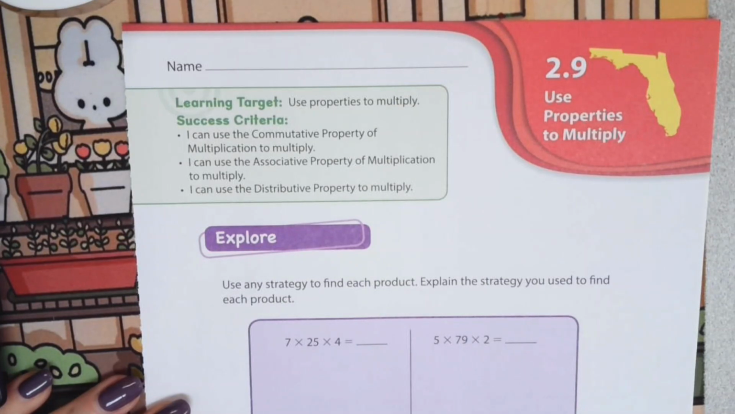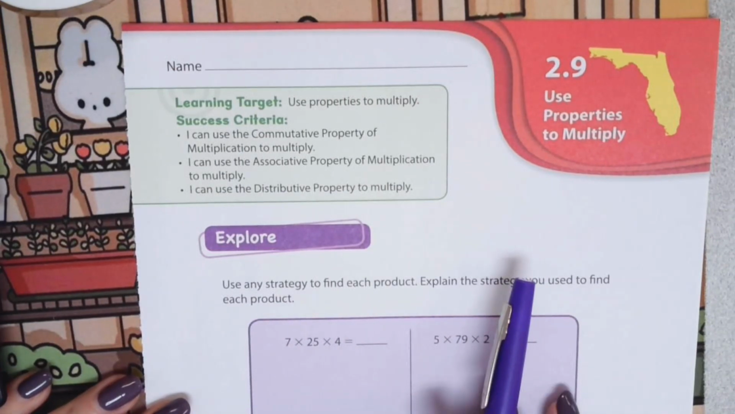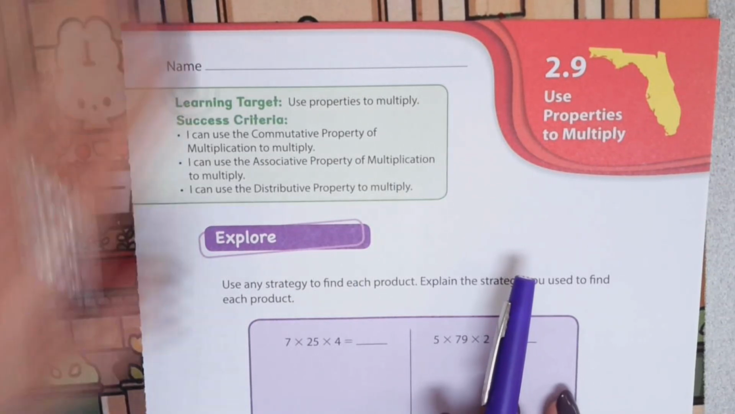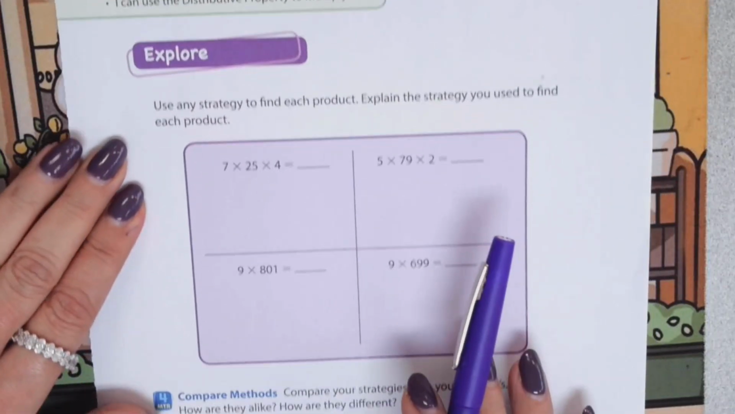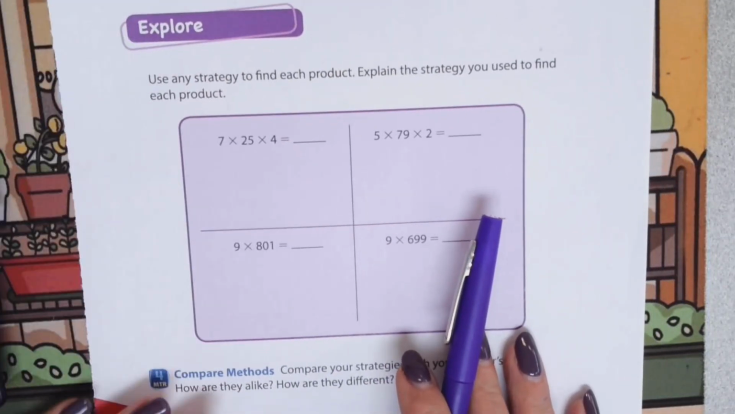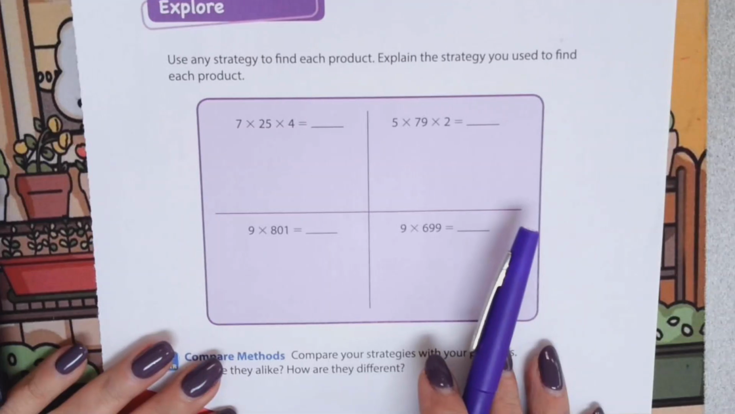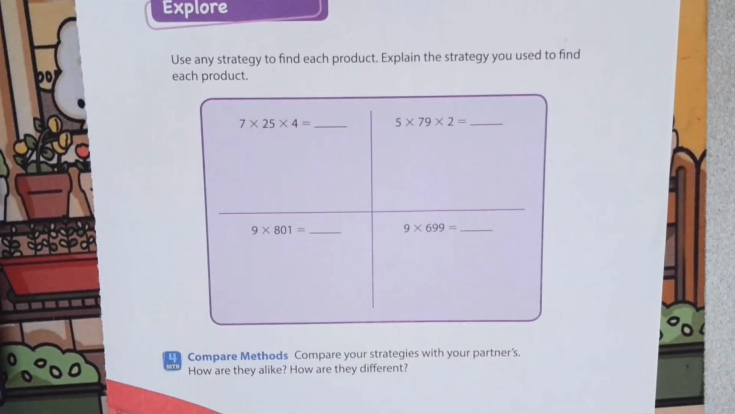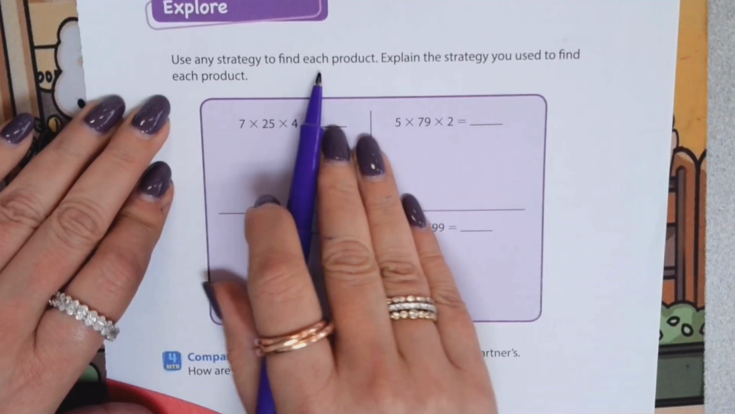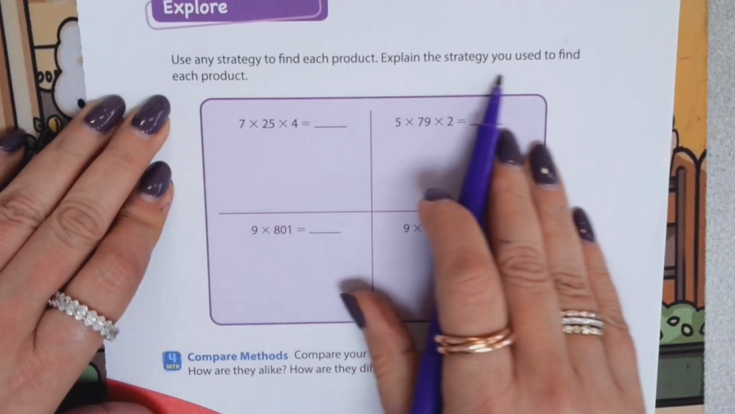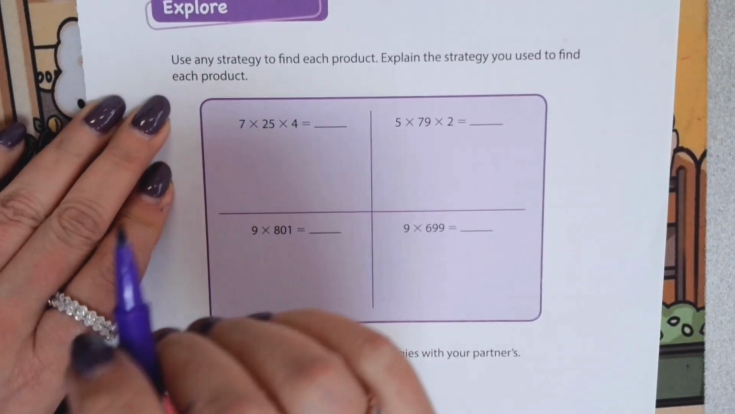Excellent, thank you. We can use different properties of multiplication to make it easier for us to multiply. Okay, so let's take a look at Explore. Everyone looking? Now it says use any strategy to find each product. Explain the strategy you use to find each product.